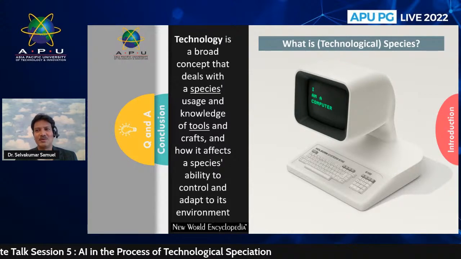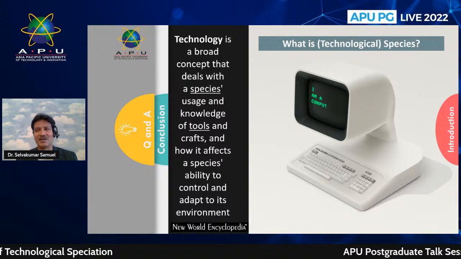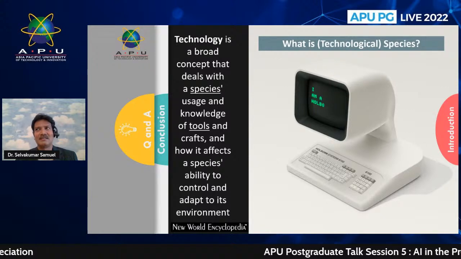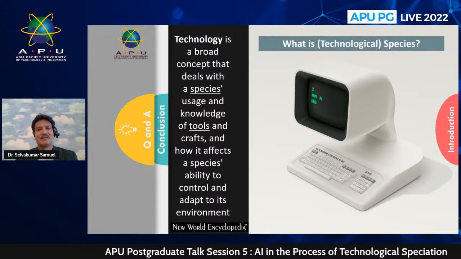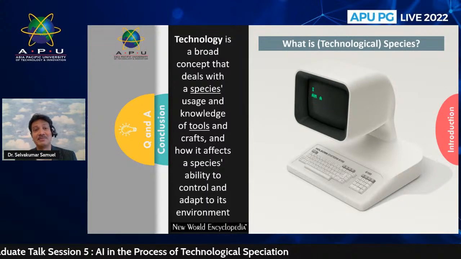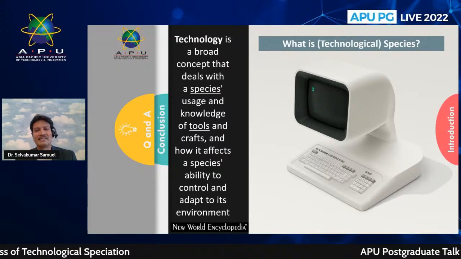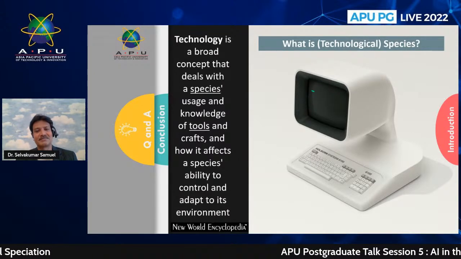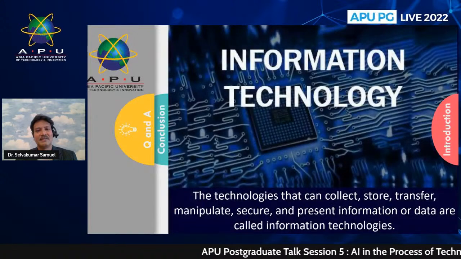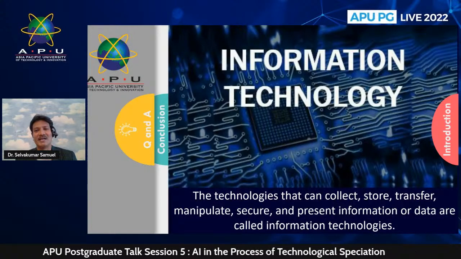But we have information in hand because we see how the technologies evolved. So later I'm going to share how the new technologies, technological species, evolved. That is called the technology speciation process. Let me share some examples of technology species that we have as of now.